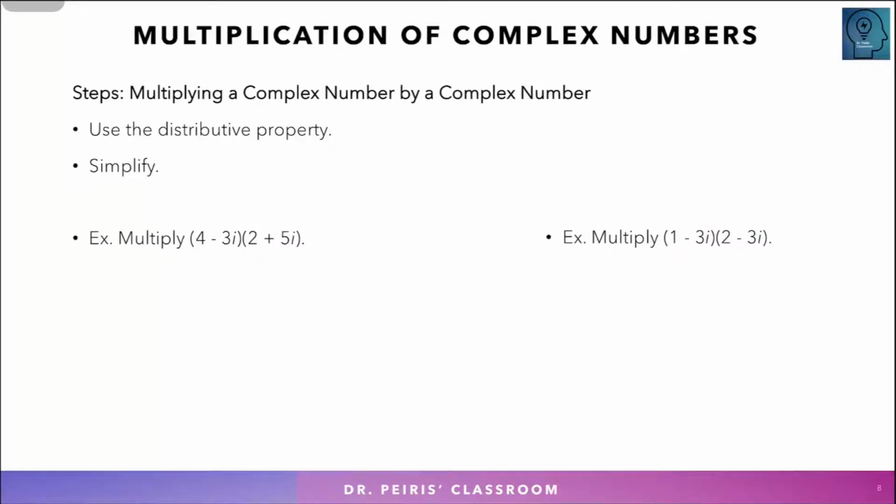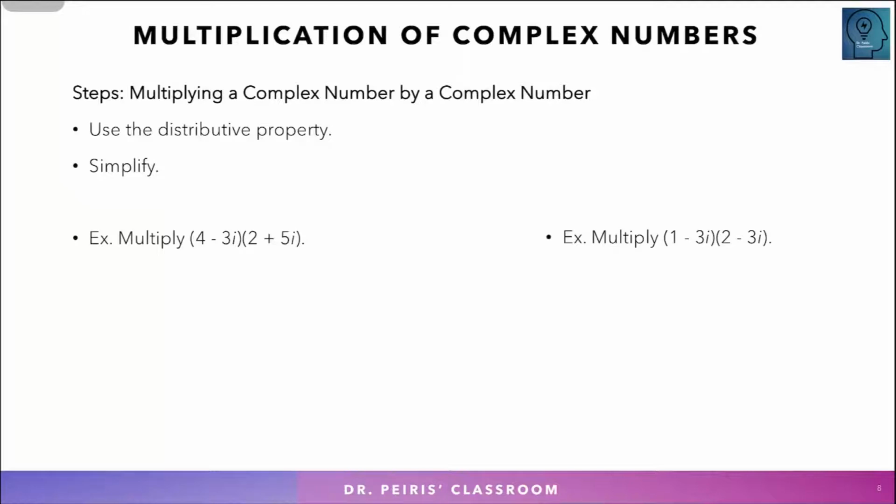Now let's see how we multiply a complex number by another complex number. Again, we're going to use the distributive property or the FOIL method that you have learned. After you distribute the parentheses, you need to combine like terms and then simplify your final answer. So let's see the first example. We're going to multiply the two complex numbers, 4 minus 3i and 2 plus 5i.